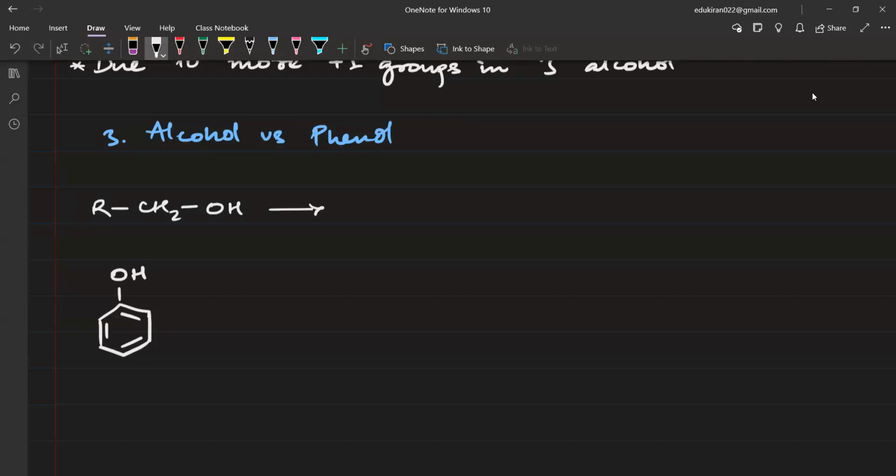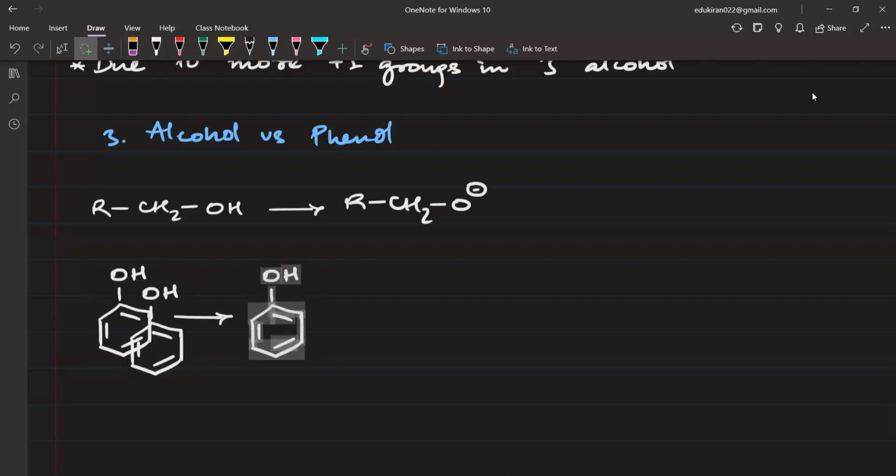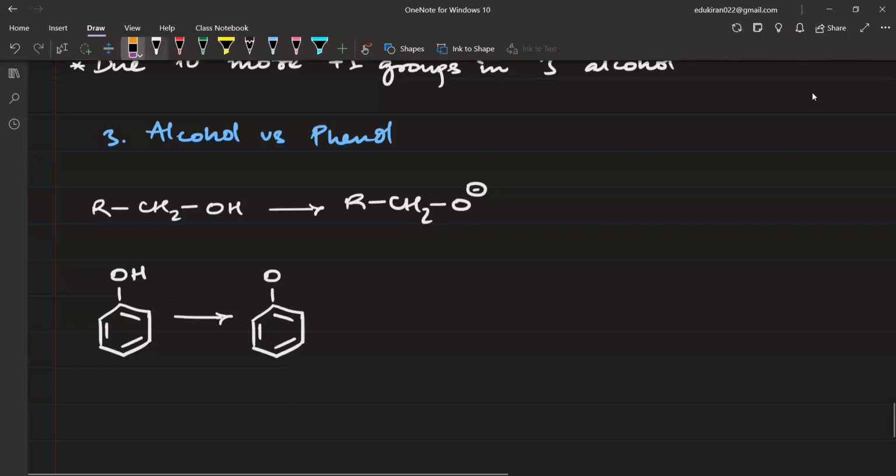So if this is going to act as acid, you are going to get R CH2 O negative. And if this is going to act as acid, you will get... copy paste कर लेते हैं. So hydrogen atom will be removed and you will get O negative. Okay, first of all, let us talk about the polarity here. Don't write anything. This carbon atom here, this is sp3. Okay, this carbon atom here, this is sp2.